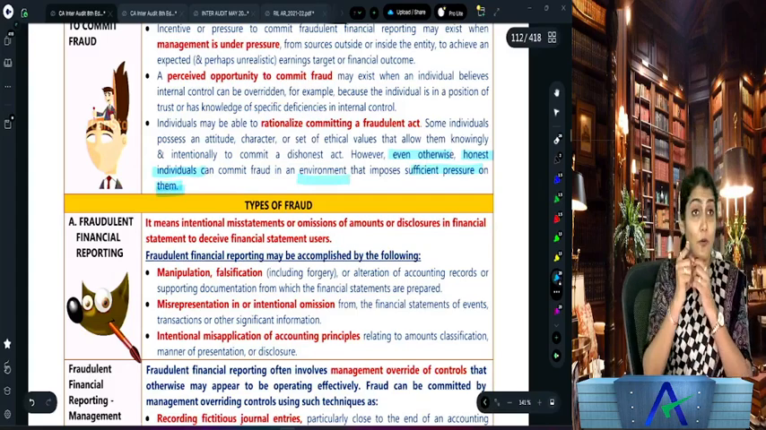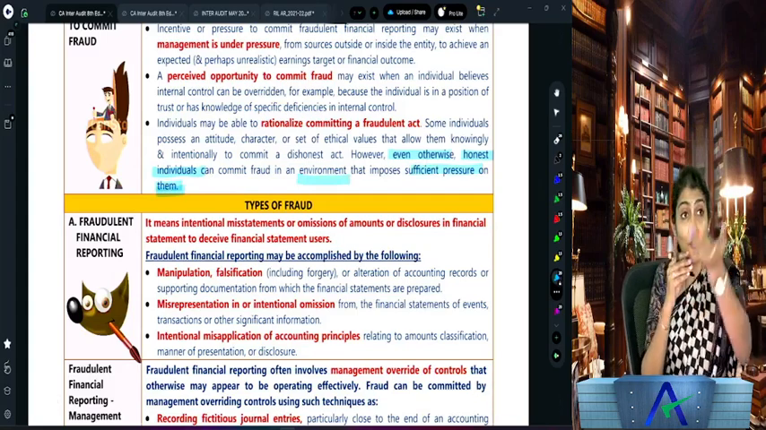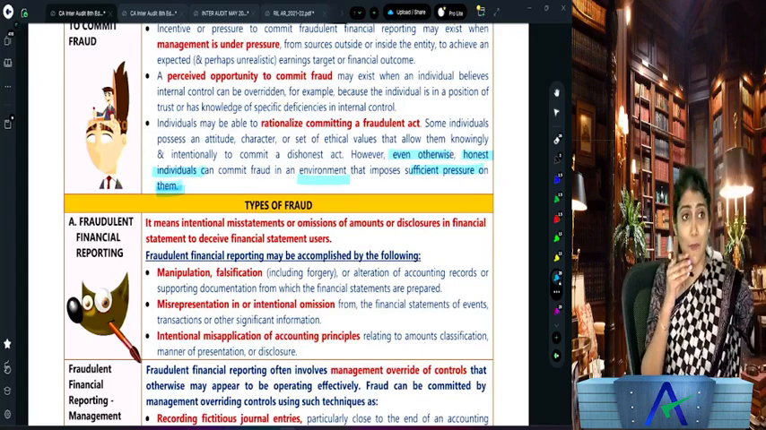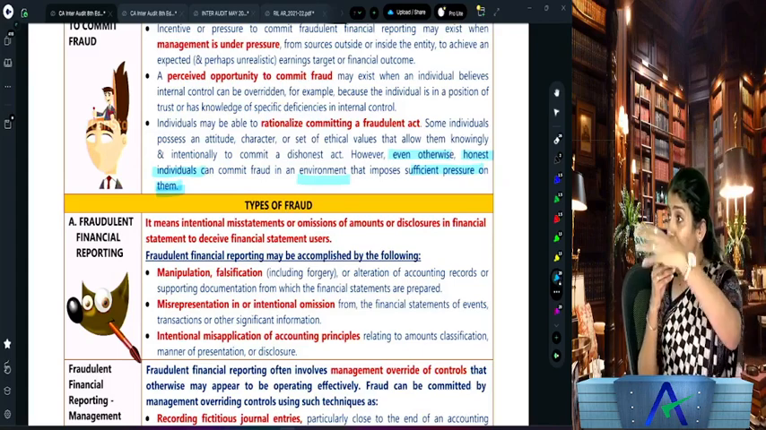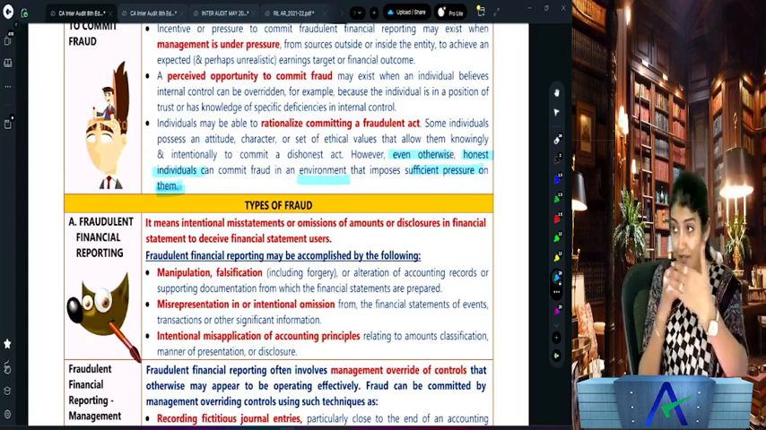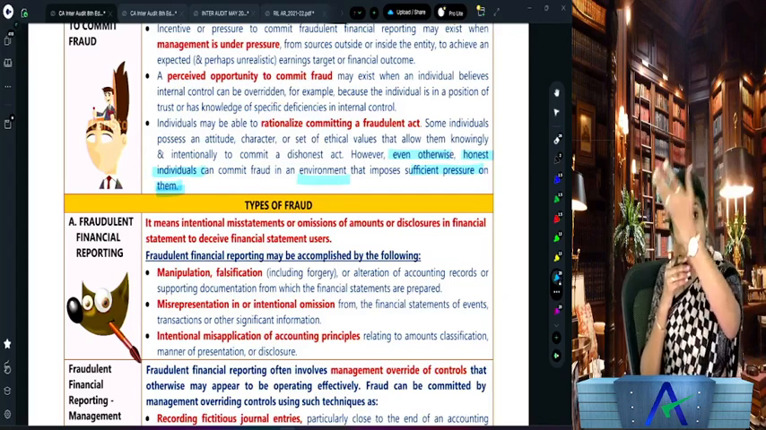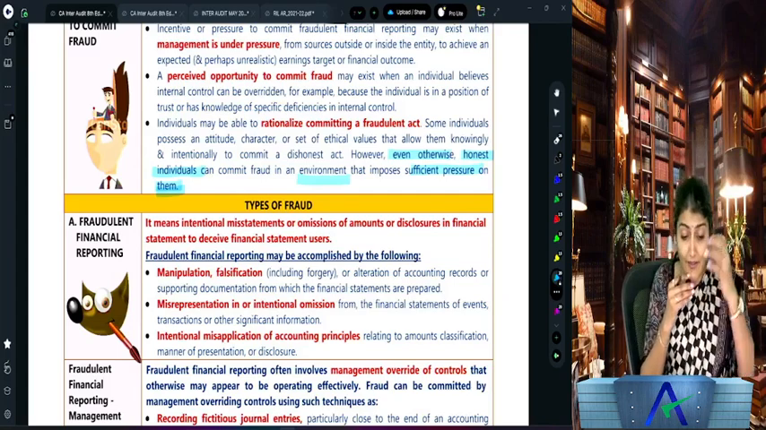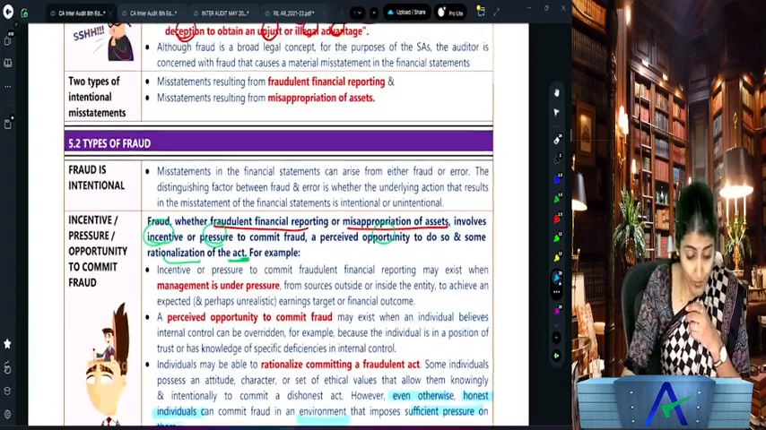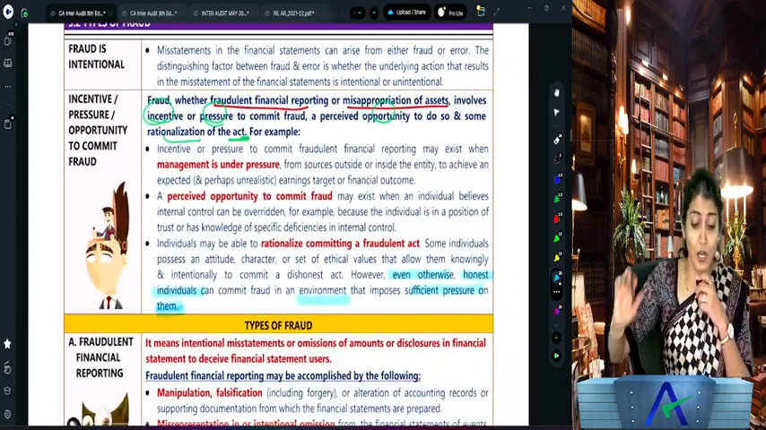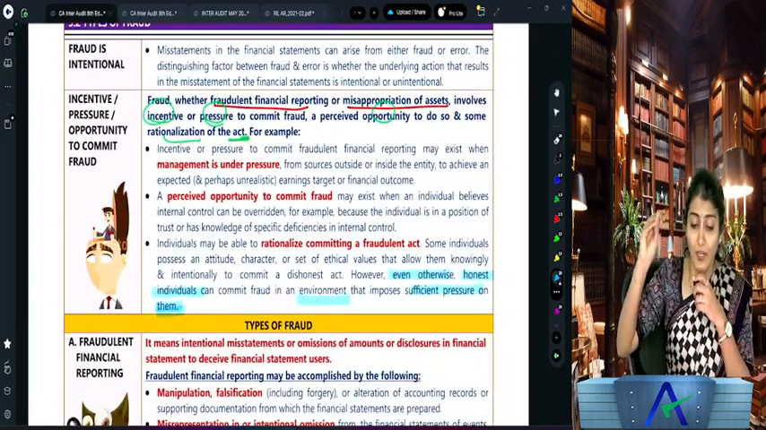Today, Yes Bank, what did we see? Those two employees of the Brady branch of the bank, what did they do? They issued a letter of undertaking, and then the foreign branches got the loans from there. So what does it say? Incentive, pressure, opportunity to commit a fraud.